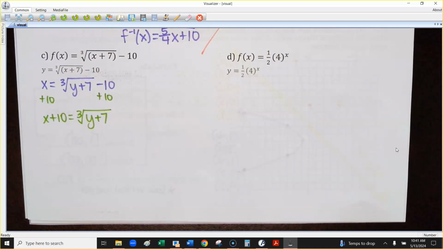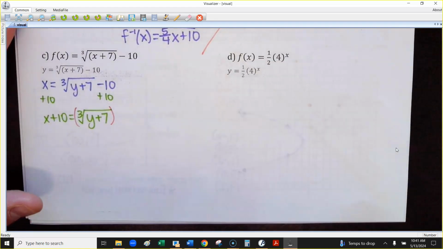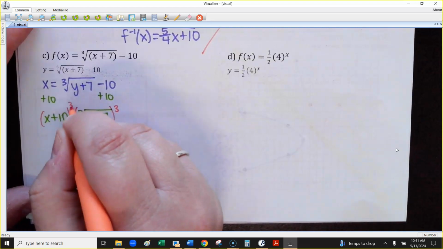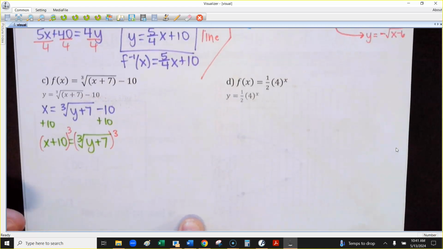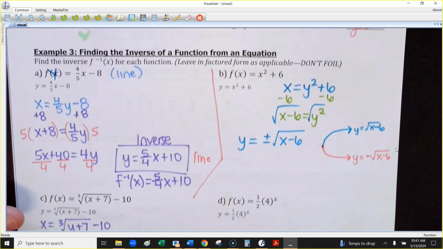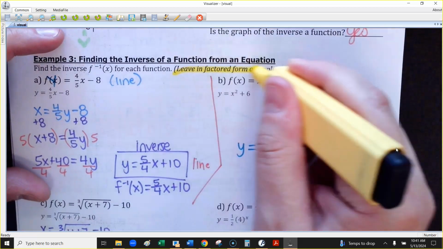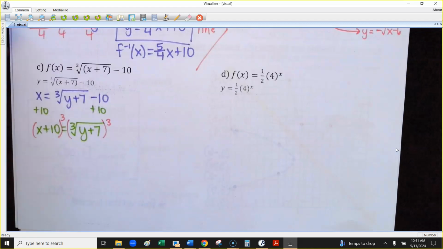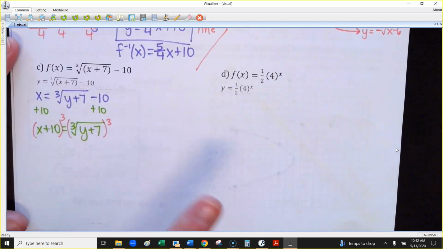To cancel out a square root, we would square it. So to cancel out a cube root, you're going to take both sides to the third power. And as I do that, I'm just going to really quickly go back up here to the directions to tell you, it says leave in factored form, don't FOIL. So you do not need to do x plus 10 and multiply that out 3 times. We're just going to leave it in factored form.